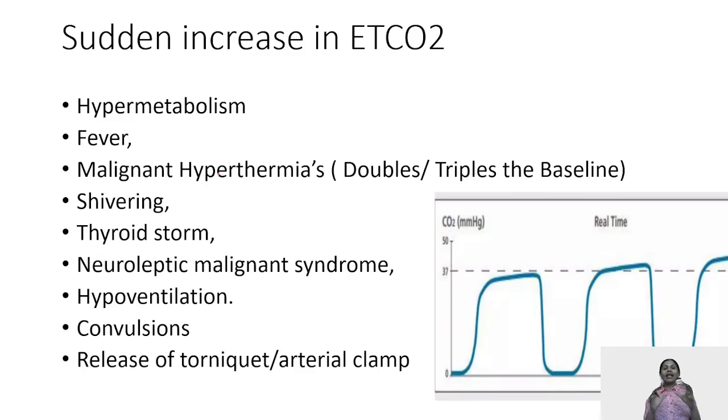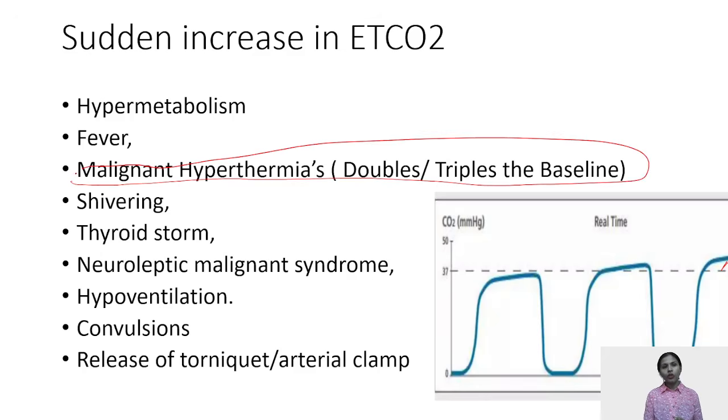Now, some scenarios that come are where they will show such a capnograph and there has been a sudden increase in the height of the capnograph. What could be the reason the capnograph has shot up so much? One most important reason is malignant hyperthermia, in which we can have double or triple the baseline of the EtCO2.